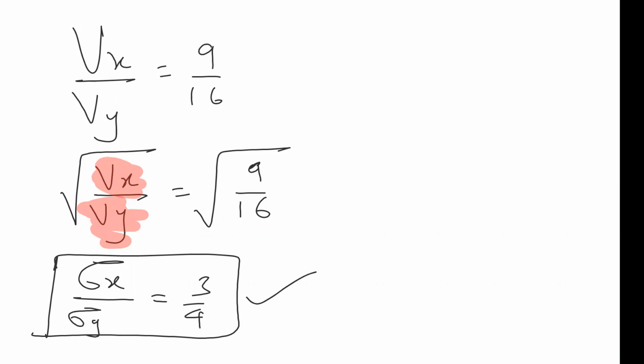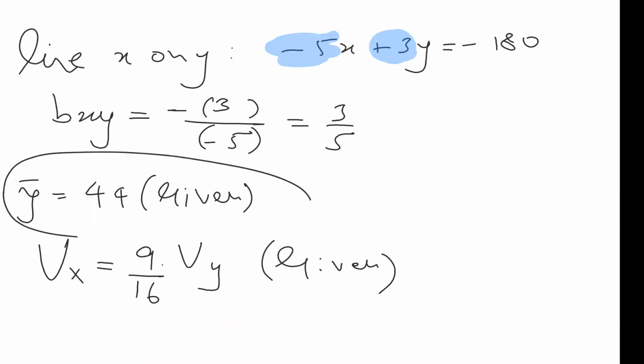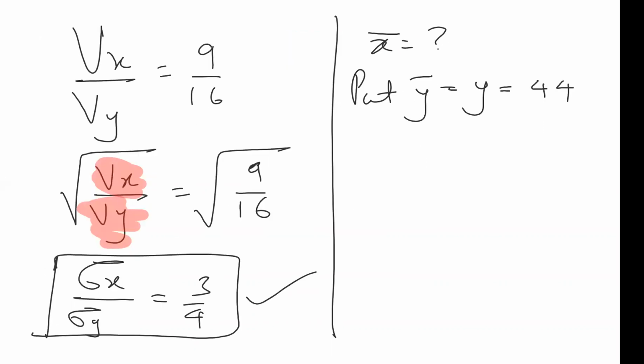Now what they are asking us to calculate: first, the mean marks in statistics. Statistics is x, so the mean is x bar. They are asking us to calculate x bar. The process is very simple. They have given us y bar is 44, so we put y bar, that is y, equal to 44 in this line.